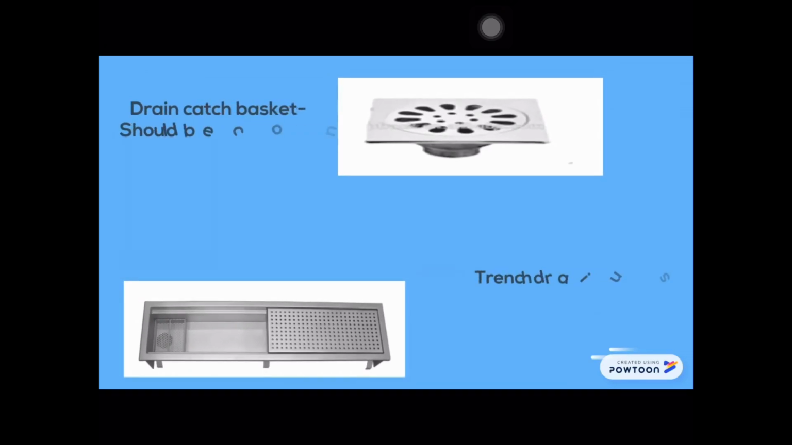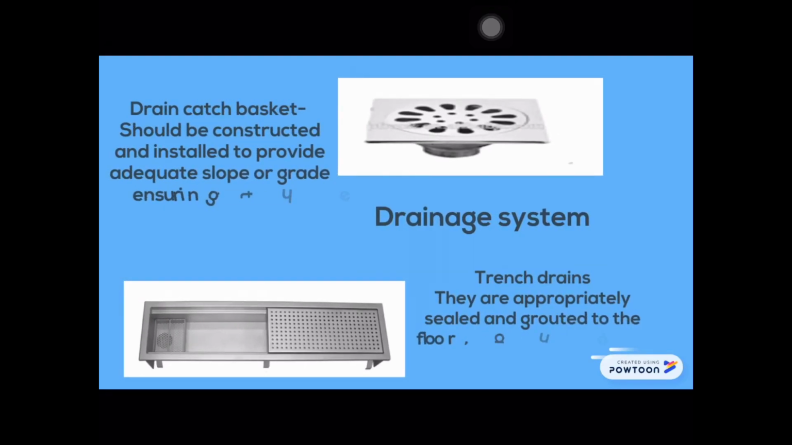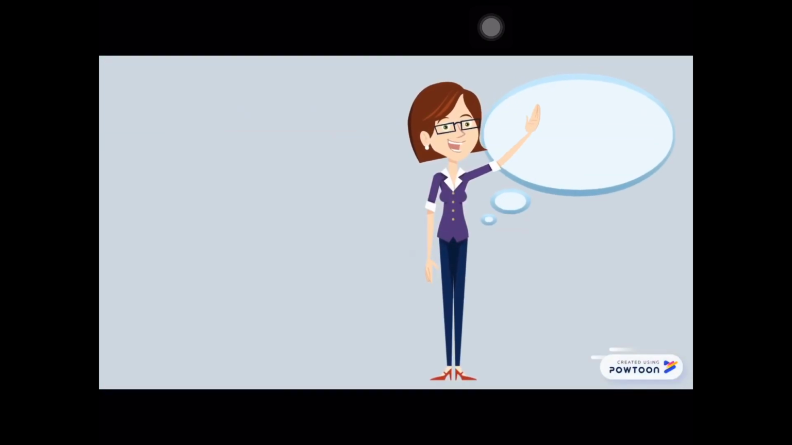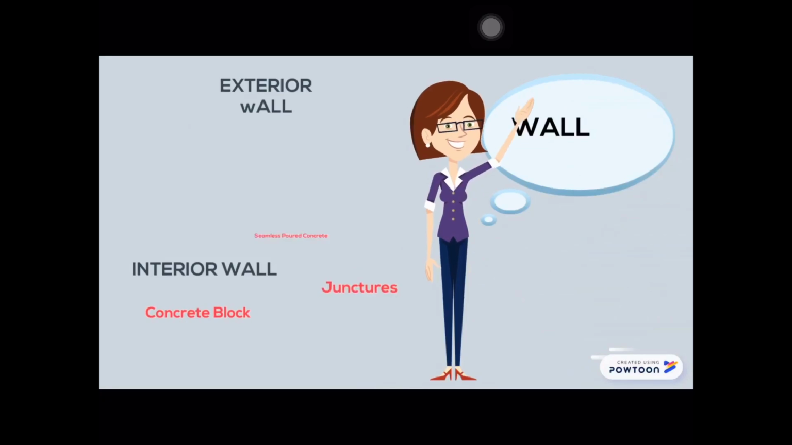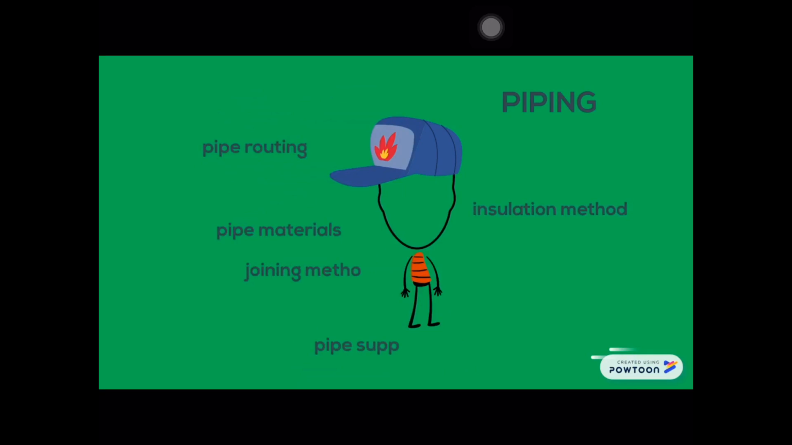And the drainage system also plays an important role in a company. Then Jelly Delights is very concerned in choosing the interior wall and also the exterior wall. The type of pipe materials, joining methods, support design, routing, and insulation method support the piping system of an industry.